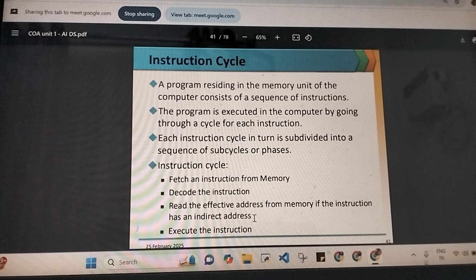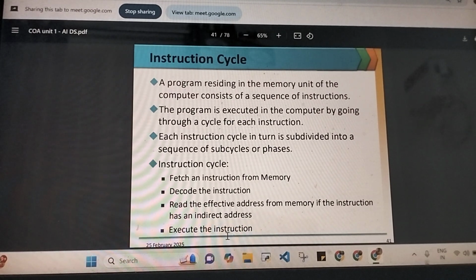Then you execute the instruction. If it is add x comma y, then in the execute step, x and y are sent to the ALU, and the CU tells the ALU to add. So the ALU adds and it returns the sum to a register. That is the execute step.